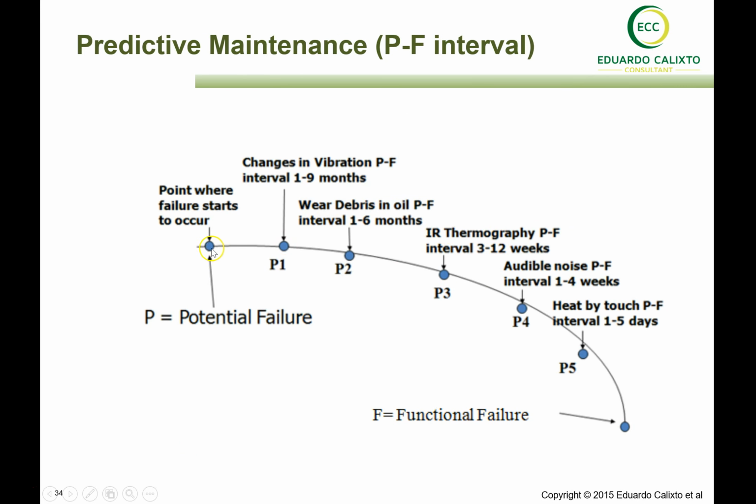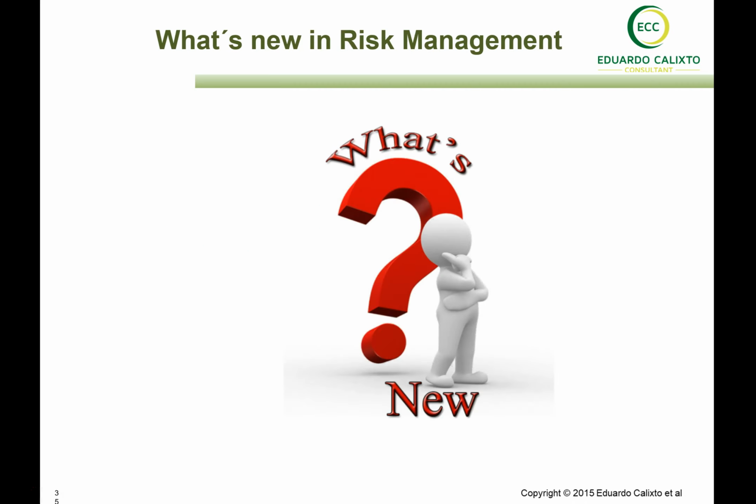The whole idea is to identify the failures before we have functional failures. This is the so-called PF interval. So we have a potential failure. We need to detect the potential failure before it becomes a functional failure. Depending on the methods, we have different windows of time to detect the potential failure and implement the action before these accidents happen. And that's what we have in the case of the predictive maintenance applied based on the RBI recommendation.